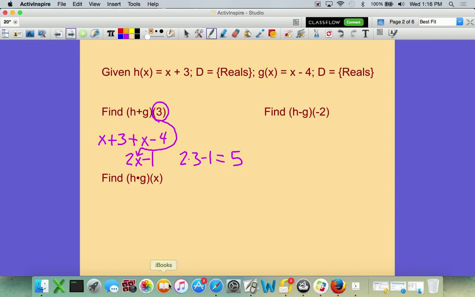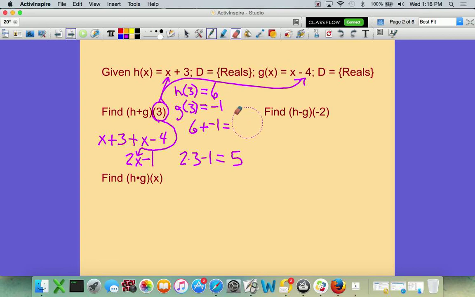The other way to do it, we can figure out what h of 3 is. Well, h of 3, we plug this 3 right in there for h. 3 plus 3 is 6. And then we've got to find g of 3. Well, this 3 goes in there, so that is a minus 1, and then it says to add those together. 6 plus negative 1 is not negative 5, positive 5. And as you can see, the answer is the same either way you do it, so it doesn't matter. It's up to you which way you want to do it. You will get the same answer both ways.